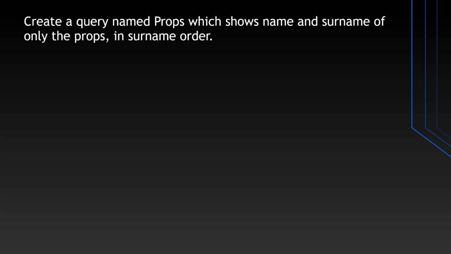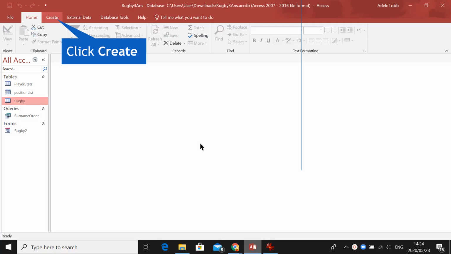Create a query named props which shows name and surname of only the props, in surname order. It is very similar to surname order in previous video, but with two differences. One, we only want the props, and we do not need to display the position. Click Create.